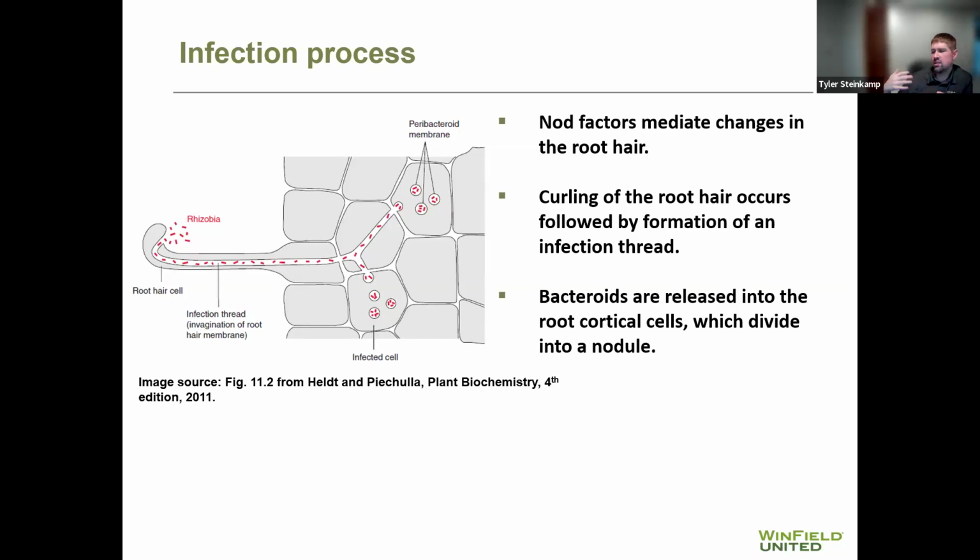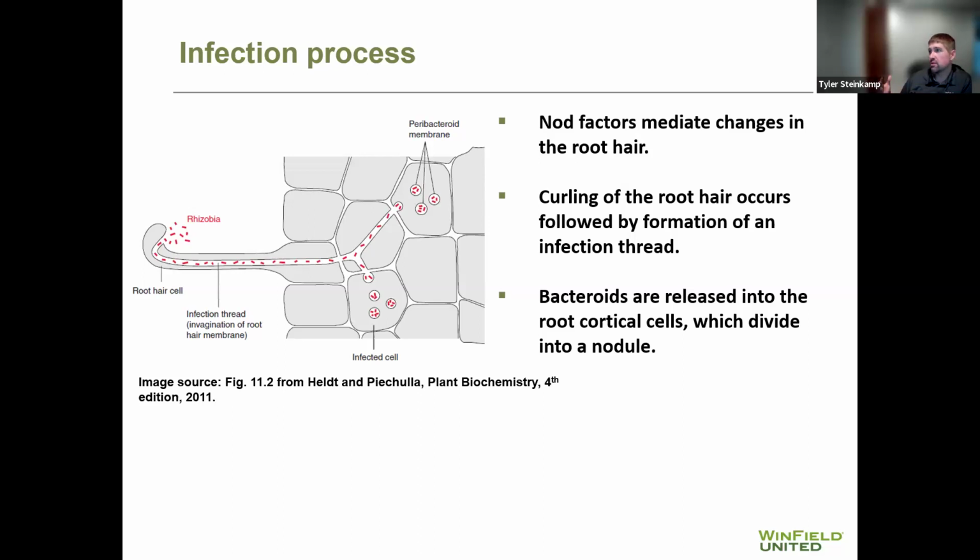And so this brings up a really good point. If you're starting to think about high yield soybeans and really getting good rhizobium infection and inoculation, the key is we've got to keep our nitrogen rates down.